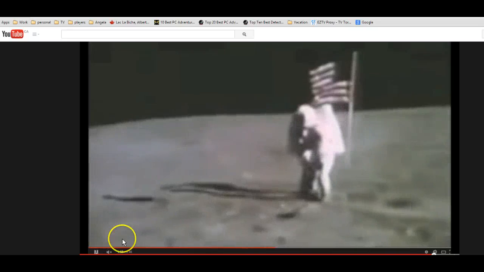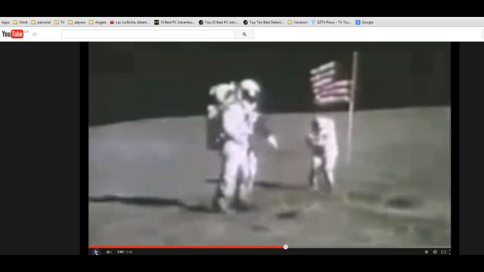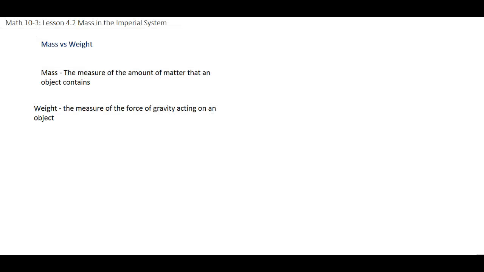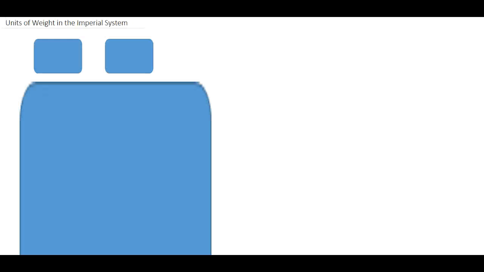Okay, and so that is all I wanted you to see in this short clip. Okay, so that helps distinguish between mass and weight. As I say, we tend to talk about weight in the imperial system. So let's look at the units of weight in our imperial system.